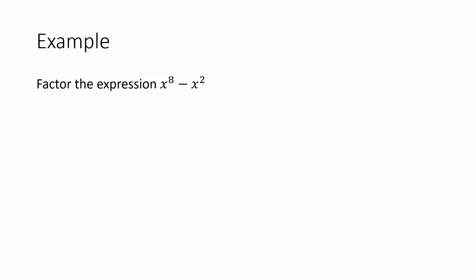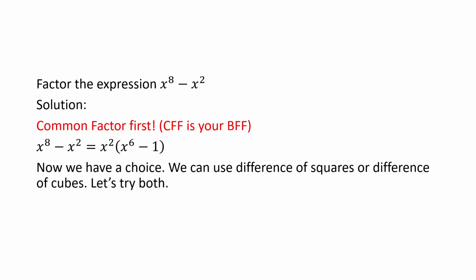But of course, both methods ultimately work. It's just one's a little easier than the other. So let's show you why. If we were given the expression x to the 8 minus x squared, the first thing we could do is common factor. Common factor out x squared, and our second factor would be x to the 6 minus 1.